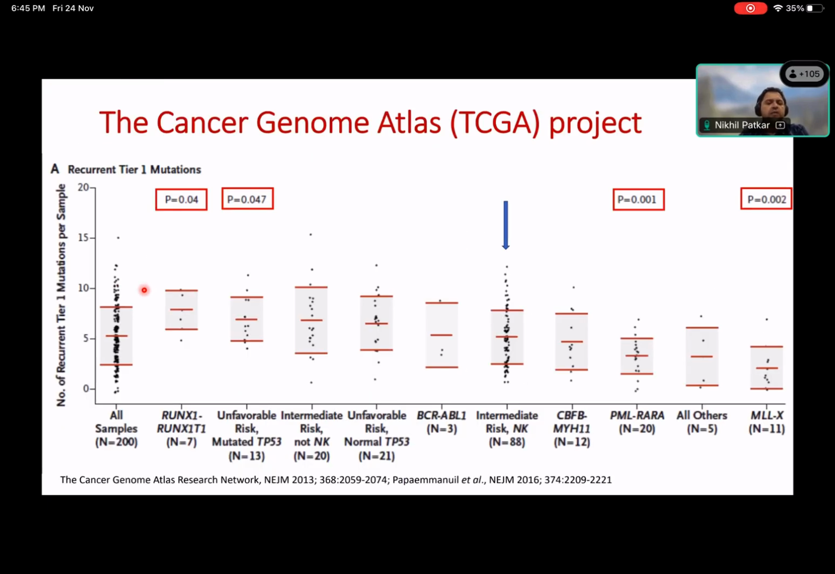However, these mutations again were heterogeneous, and depending on the type of cytogenetic abnormality, these mutations were there. So in intermediate risk AML, there were maximum number of mutations, whereas in patients with core binding factor leukemia, the number of mutations was much lower.